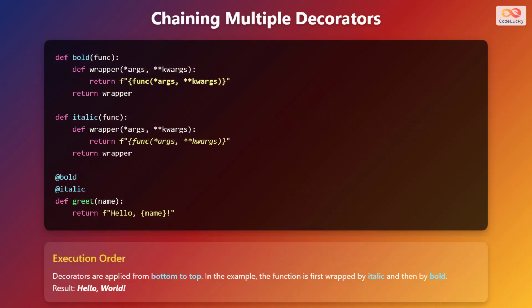You can chain multiple decorators to apply multiple modifications to a function. Here's how it works. We define 2 decorators, bold and italic. The bold decorator wraps the function's output in bold tags, and the italic decorator wraps the function's output in italic tags. We apply both decorators to the greet function using the @ symbol syntax. Decorators are applied from bottom to top. In the example, the function is first wrapped by italic and then by bold. The result is bold italic hello world.